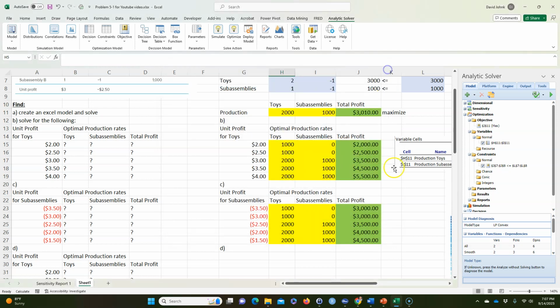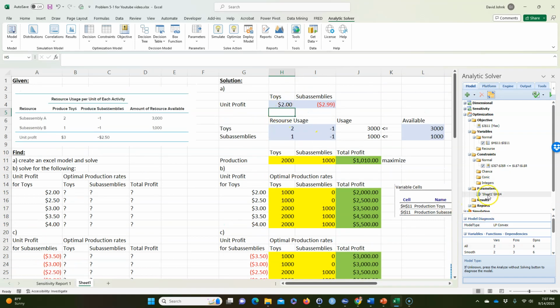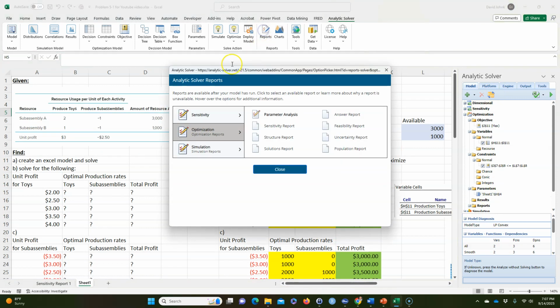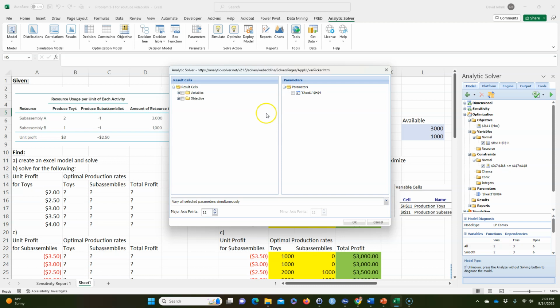Before I do that, see how I put that in and it's not showing up here? So I have to refresh this again. And now it shows that parameter in there. So since I put that there, now the parameter is in our model. And so now I can go to Reports, Parameter Analysis.